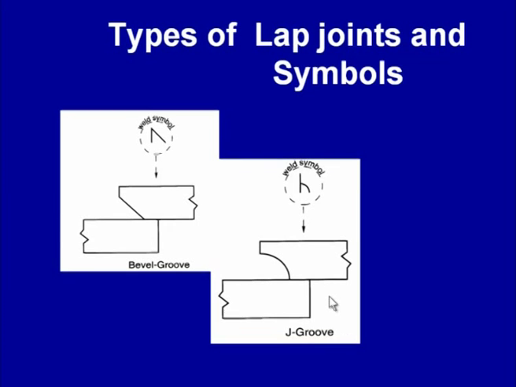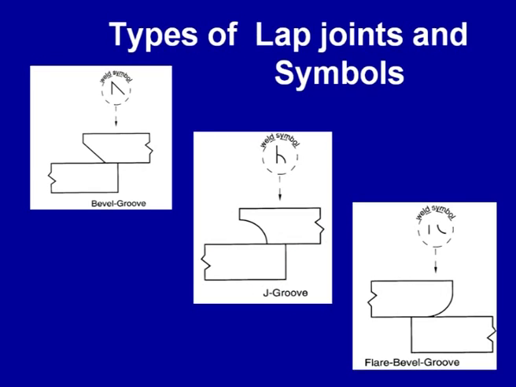And the J groove, where the J geometry is made on one of the two plates which are overlapping with each other, and the weld metal is deposited in this portion of the groove. While for the flare bevel groove, flaring is done at one end of one of the two overlapping plates, and here the weld metal is deposited for developing the lap joint.